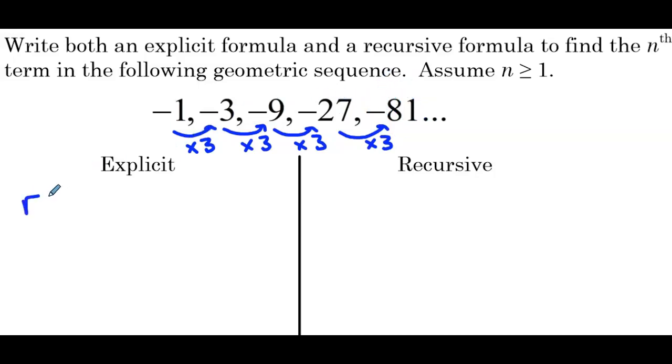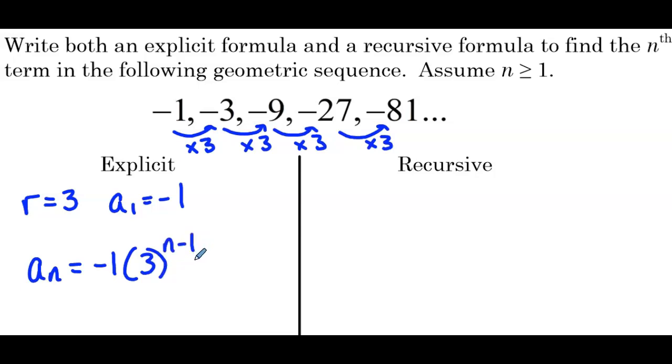Okay, so explicitly, our common ratio is 3. Our first term is -1. So a sub n equals -1 is the first term. The base is the common ratio, so 3 to the n minus 1. Right, move everything to the right one so that this is the first term. Recursively, our first term is -1. And then how do we get from one term to the next? We multiply by 3. So a sub n is 3 times a sub n minus 1. A sub n minus 1 being the term before a sub n.